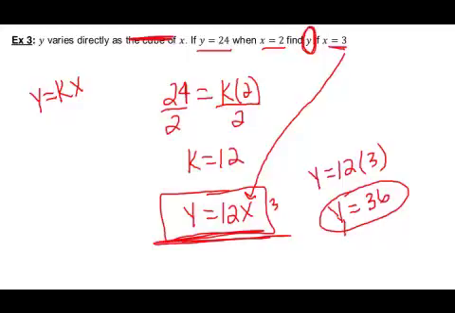So again, direct variation just means that y increases as x increases. So if our x value is continuing to increase, our y value does as well. And this is just a special linear case.